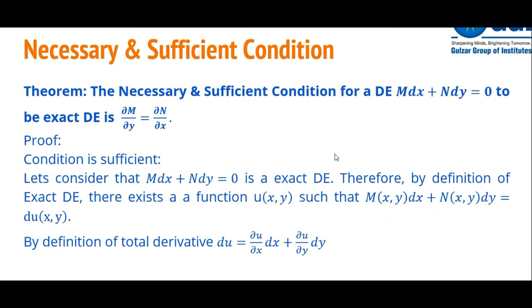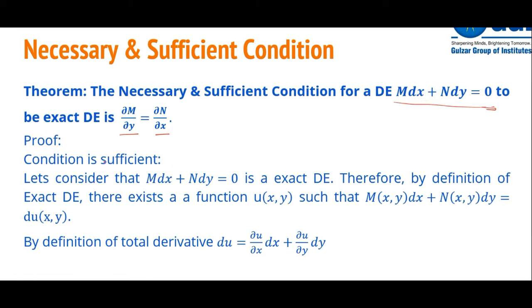Then we found the necessary and sufficient conditions for a differential equation to be an exact differential equation. We proved that a differential equation of the form M dx plus N dy equal to 0 is an exact differential equation if ∂M/∂y is equal to ∂N/∂x. So let's revise the proof.